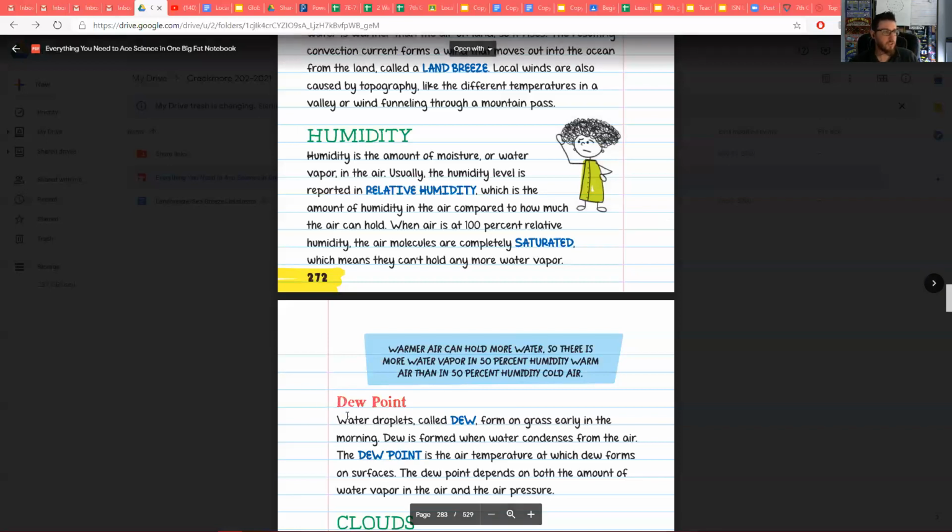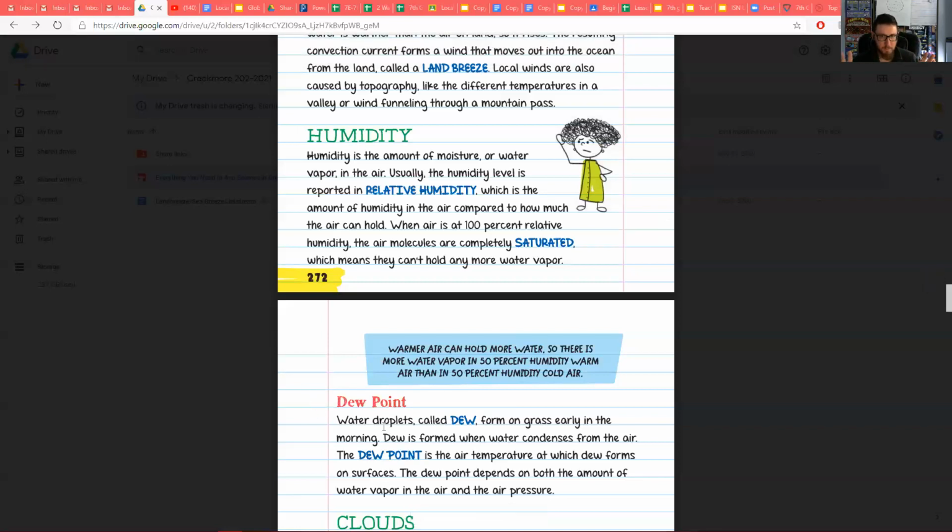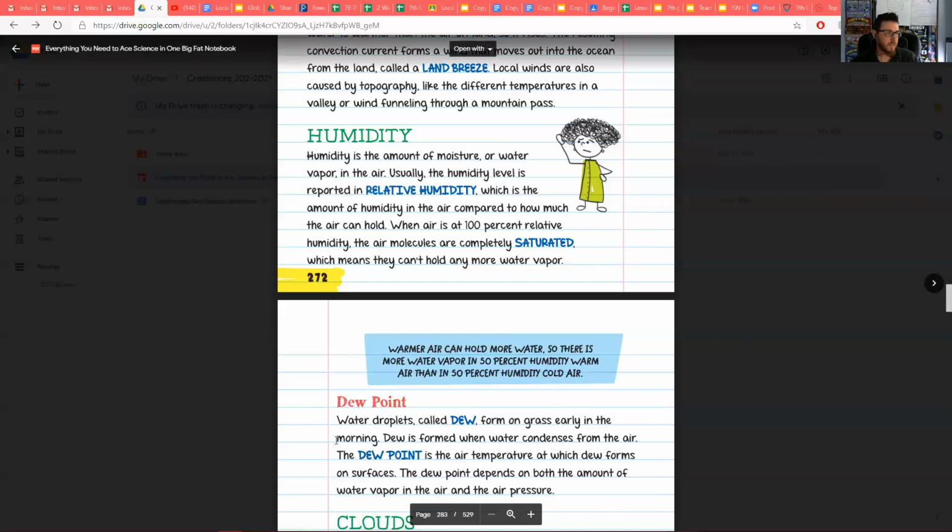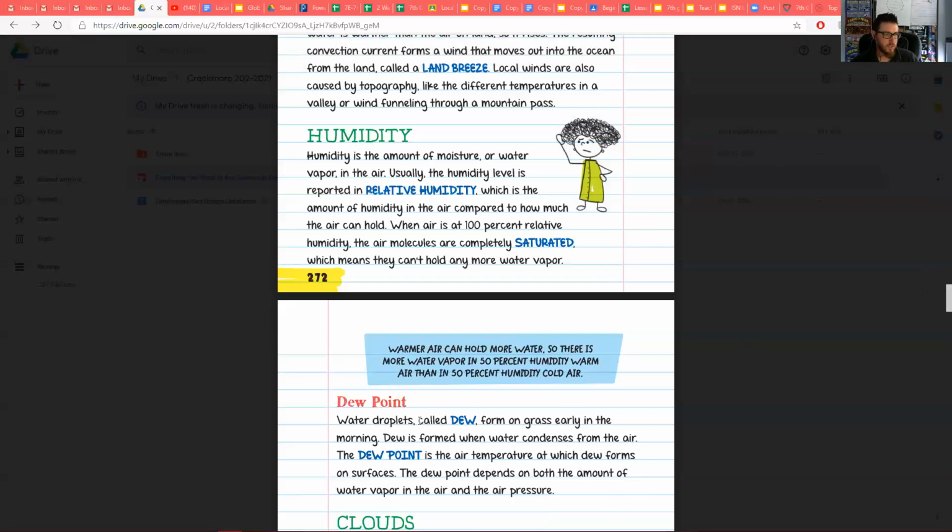Okay, dew point, very simple. It's just the temperature at which water condenses and then forms dew on the grass. That's it. It's very easy. So like, you don't see dew on the grass all the time. Like during the day, there's no dew on the grass. It's too warm out. But it happens in the morning when there's water vapor in the air and the air at the ground is cold enough.